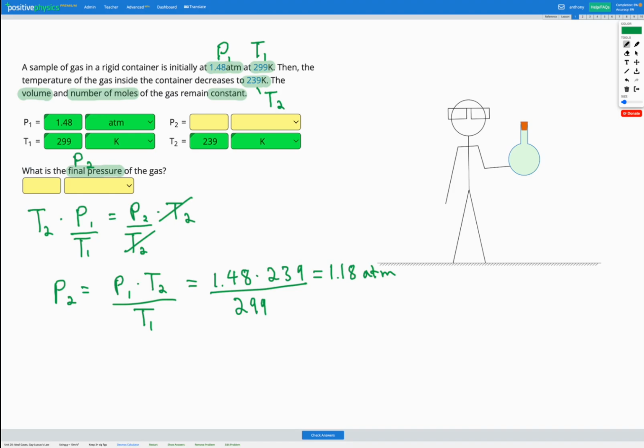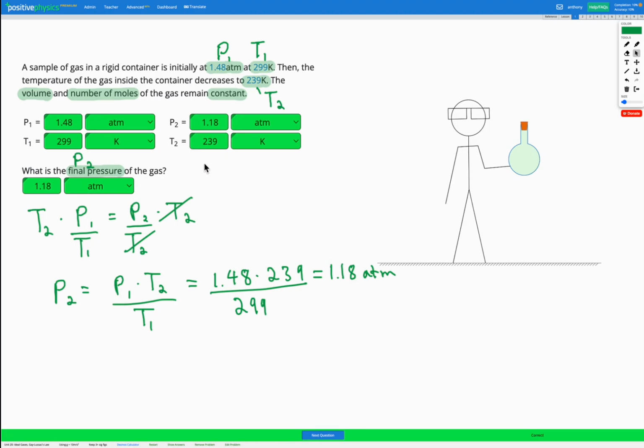And indeed, that's less than our initial pressure, 1.48, which matches up with what we expected to happen. So let's fill that in now. We've got 1.18 atm, and that's correct. Awesome. So we found our final pressure.